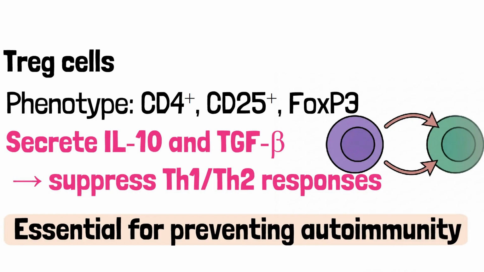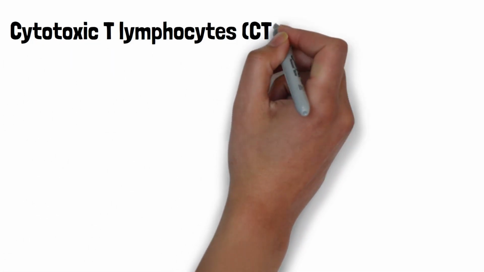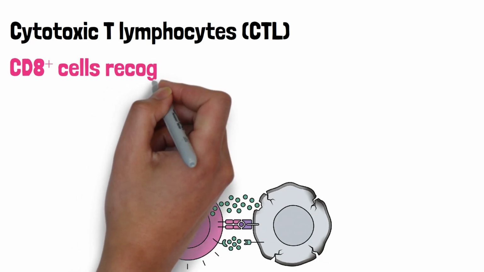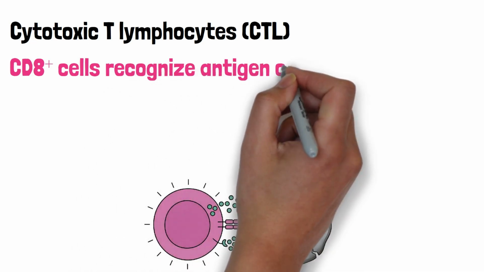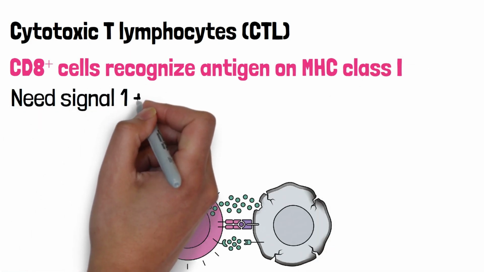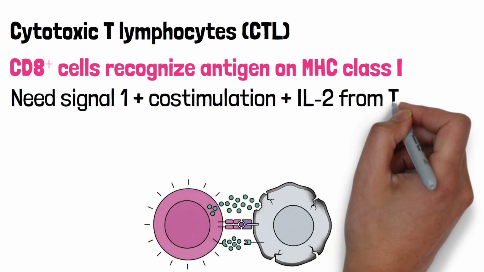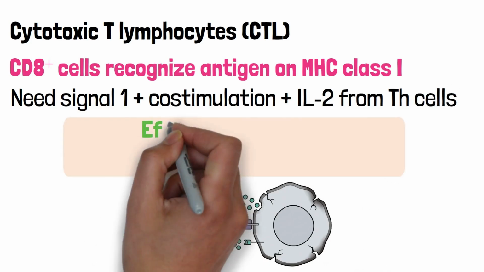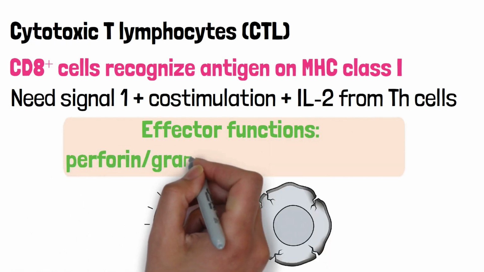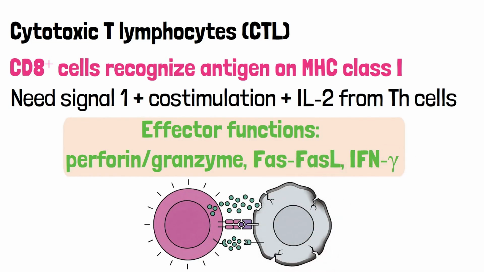autoimmunity follows. While Tregs are busy restraining the immune system, a completely different cell is doing the opposite, actively killing infected cells. CTLs are CD8 positive T cells, and they recognize antigen presented on MHC class I rather than class II. Just like helper cells, they need signal 1 plus costimulation, but full cytotoxic function also depends on cytokines from Th cells, especially IL-2. Once fully armed, their effector toolkit is perforin and granzyme released to punch through and destroy the target cell, the FasL pathway to trigger apoptosis directly, and IFN-gamma secretion on top of both.